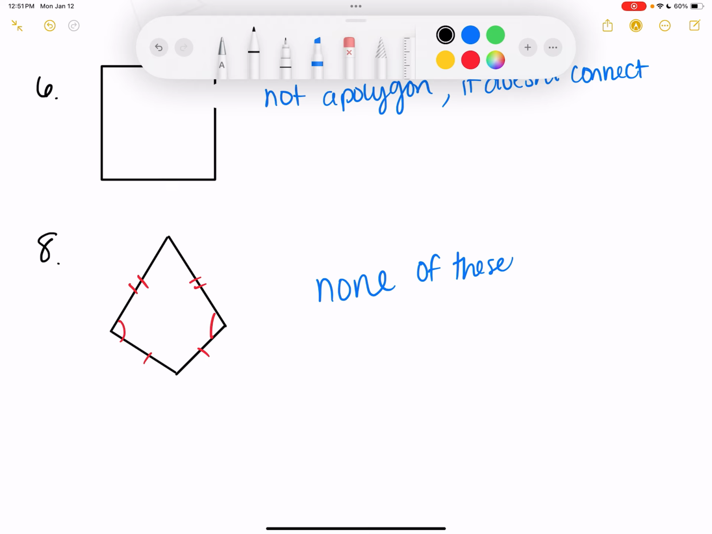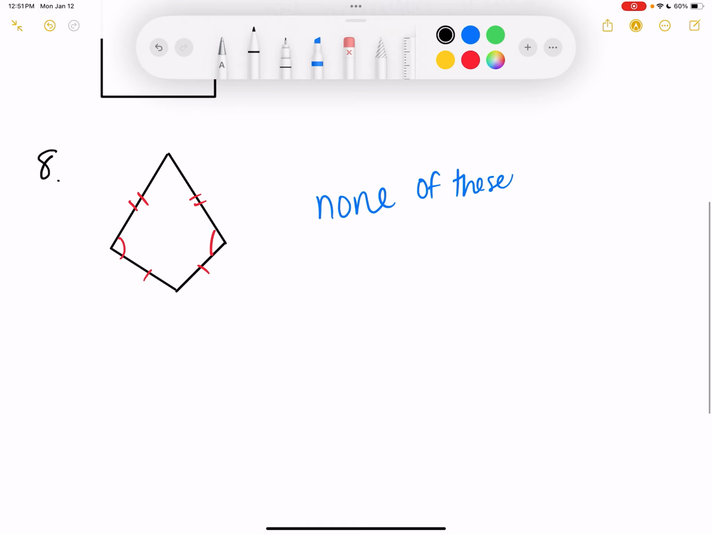Regular is equiangular and equilateral together. And we'll have more examples of these. These are just kind of the intro problems, and then there'll be a few more examples a little bit later on as well. 10, we're going to be solving for the measure of angle A.